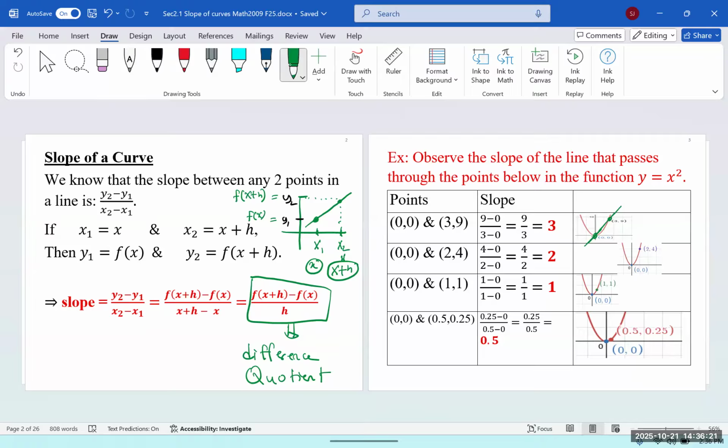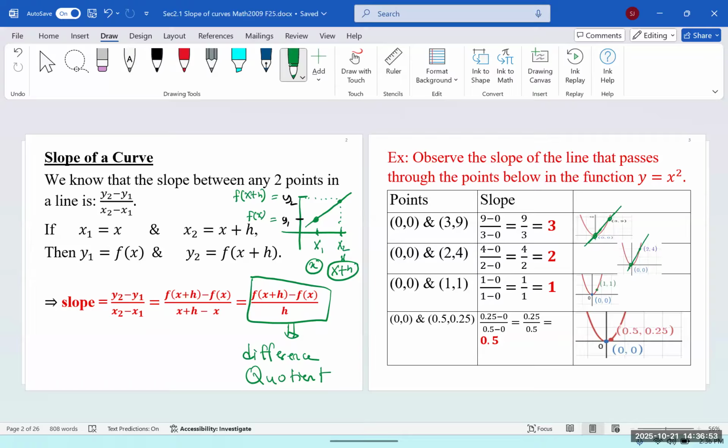Now, let's see what's the slope of the line that goes through different points. This time we are taking 0, 0 and 2, 4. Point x is 2, y is 4. What's the slope of the line that goes through 0, 0 and 2, 4? When you use the slope formula, we get 4 over 2, which is 2. So between this point and that point, this line has slope 2.